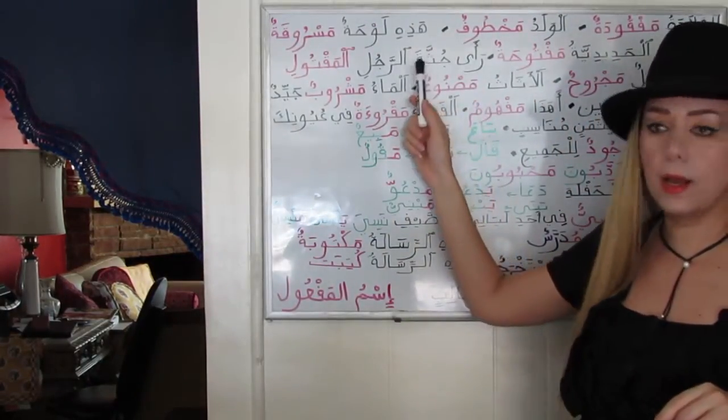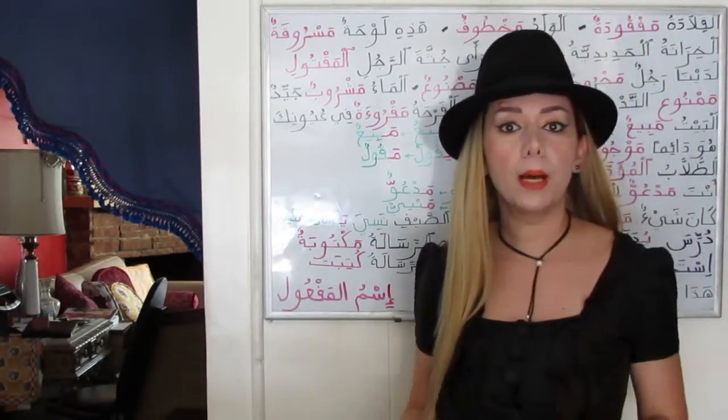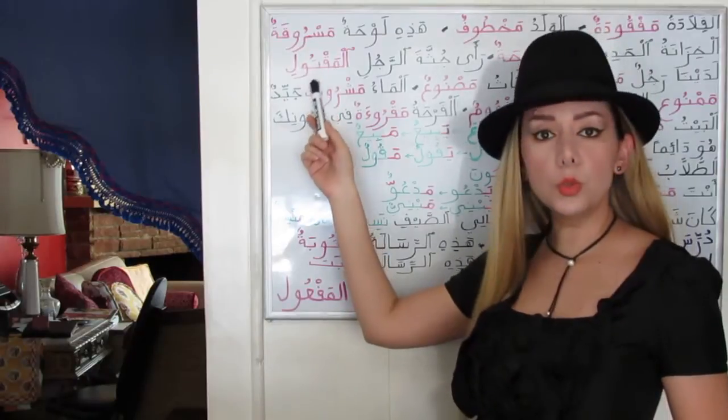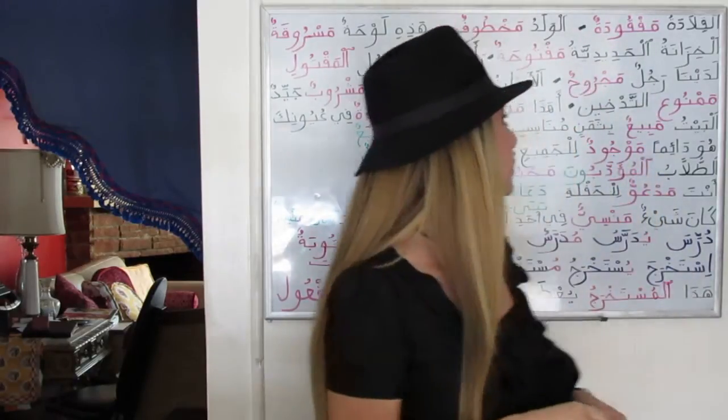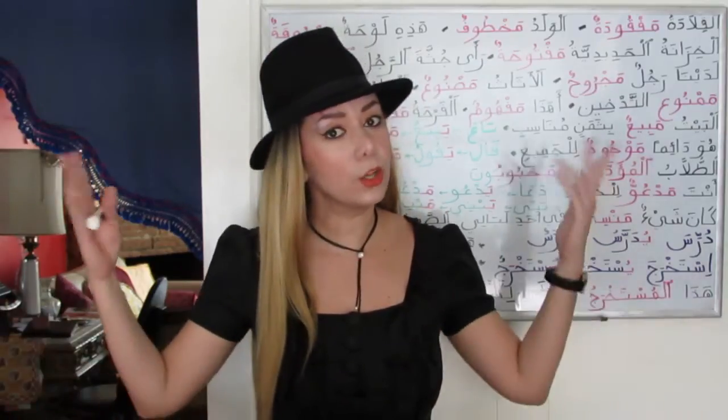رأى جثة الرجل المقتول. He saw the body of the murdered man. مقتول. Murdered. لدينا رجل مجروح. We have a wounded man. مجروح. Wounded. Too many cases. We're so busy. So let's solve them. Alright.